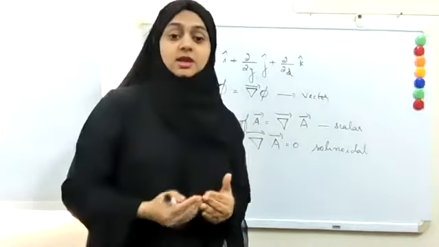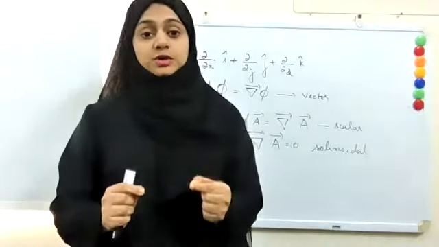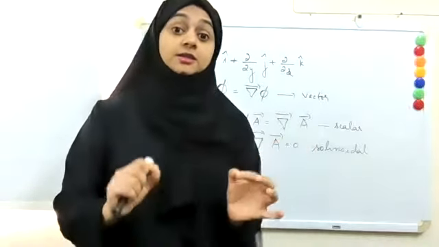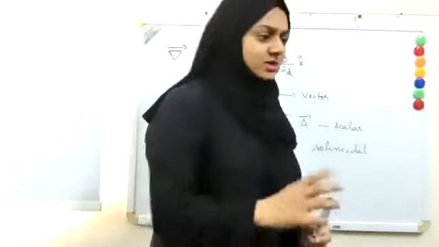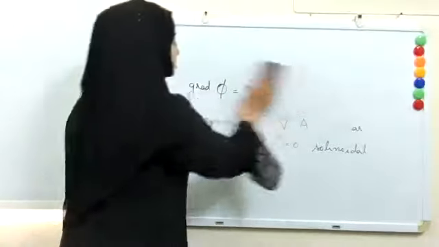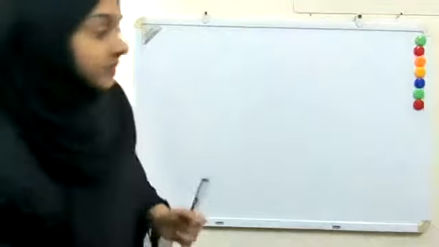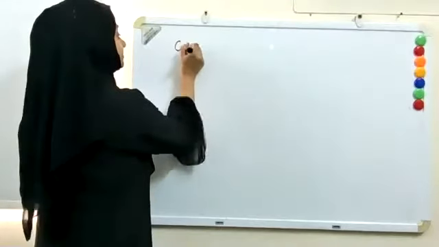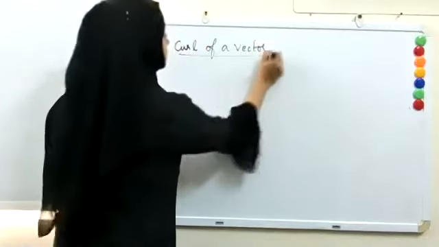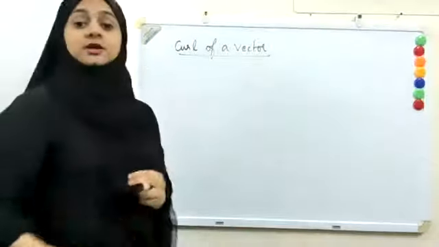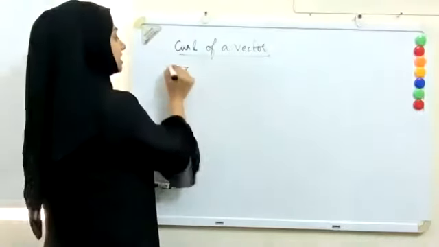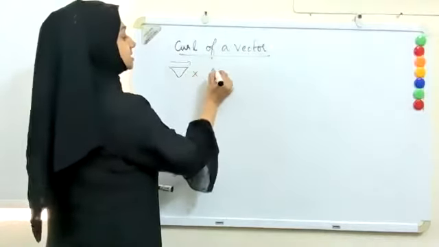Now today we will see how to find the cross product between the del operator, vector operator, and a vector, and we call that curl of a vector. What is meant by curl? Curl means rotating something, right? So curl of a vector means taking the cross product with the vector operator del. So curl of a vector means del cross any vector A.